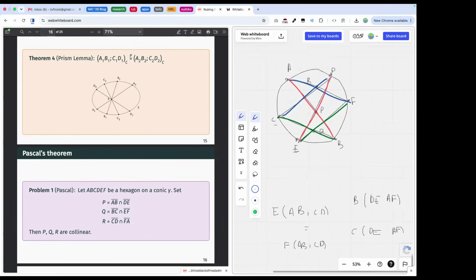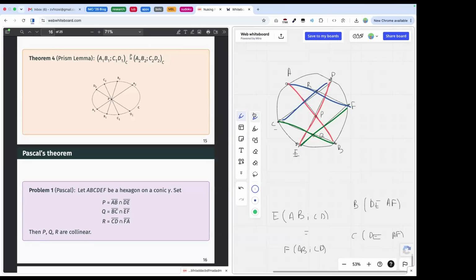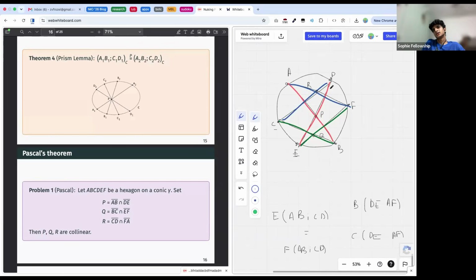Could you do a proof similar to that of Pappus's theorem? You could prove that the cross ratio with perspectivity at A of D, R, P, Q is the same as the perspectivity at D of A, R, P, Q.